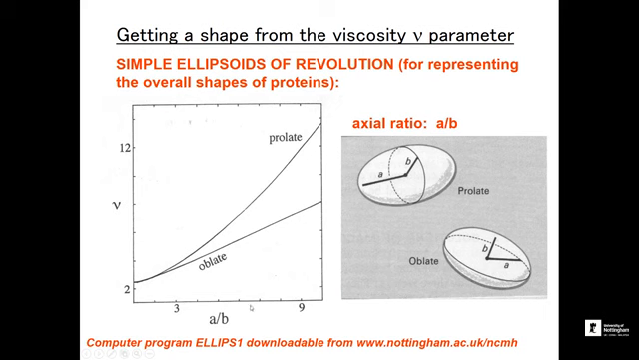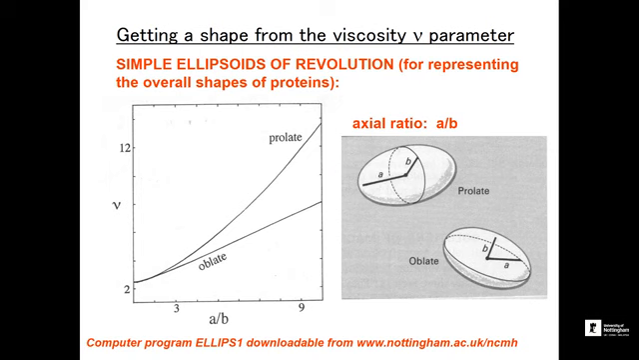Just type in the value and it'll tell you what the axial ratio is, and also draw you a shape for a prolate and an oblate ellipsoid, which you can then transport into your write-up. So, yeah, nice practical.